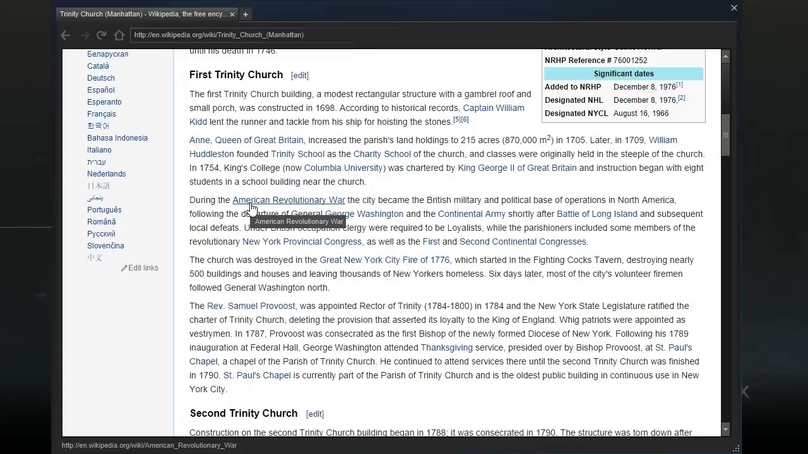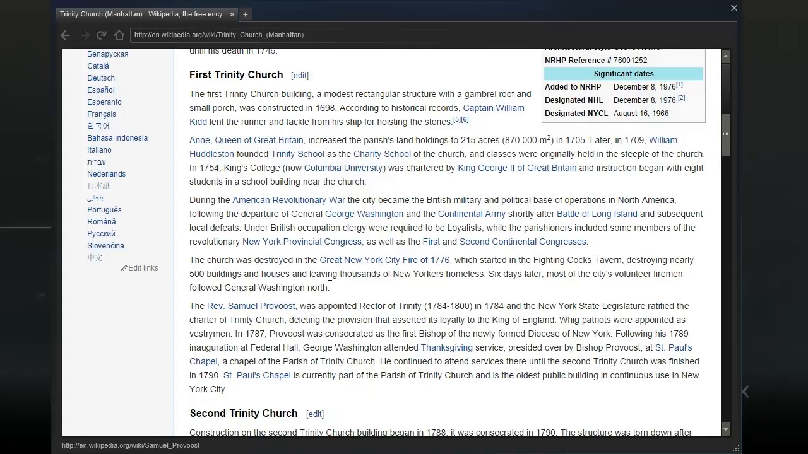During the American Revolutionary War, the city became the British military and political base of operations in North America. Following the departure of General George Washington and the Continental Army shortly after the Battle of Long Island and subsequent local defeats, under British occupation, clergy were required to be loyalists, while the parishioners included some members of the Revolutionary New York Provincial Congress, as well as the First and Second Continental Congresses.